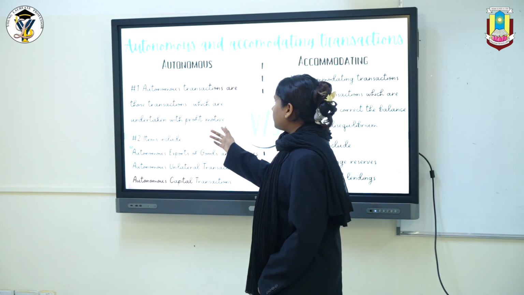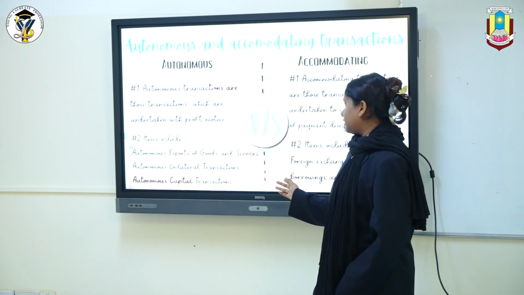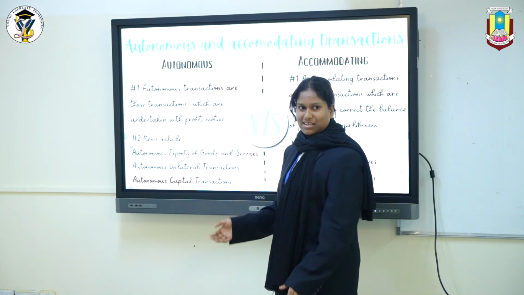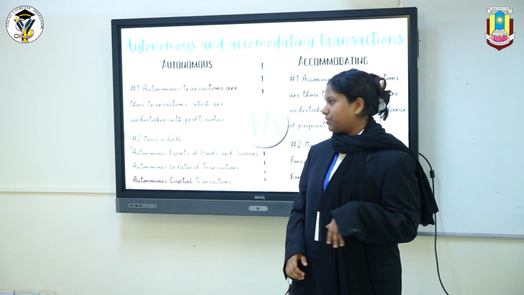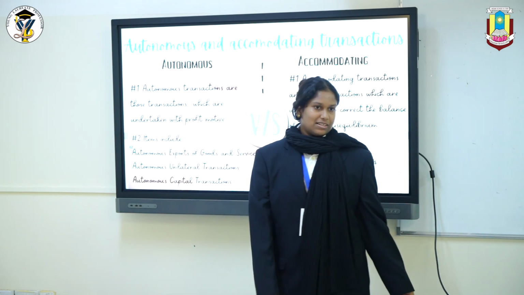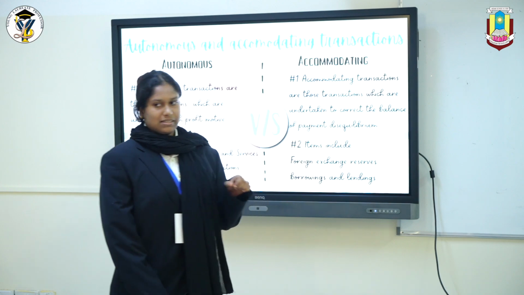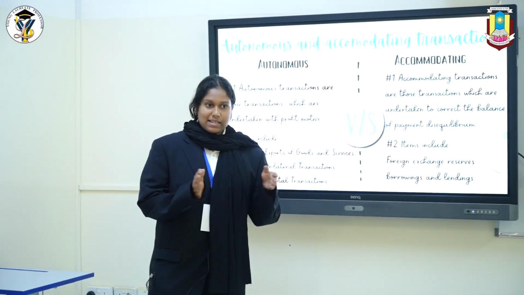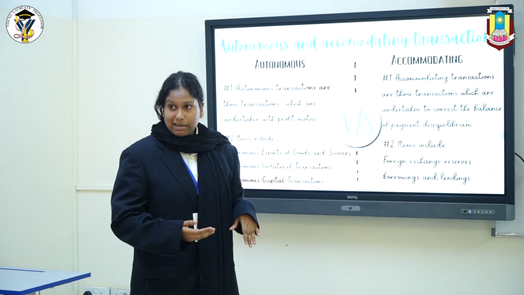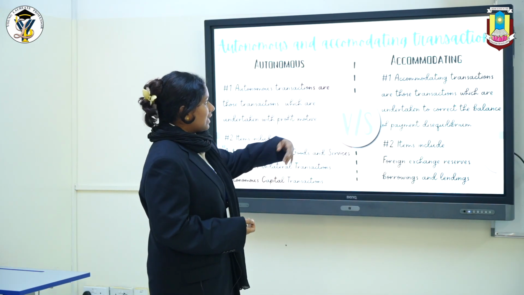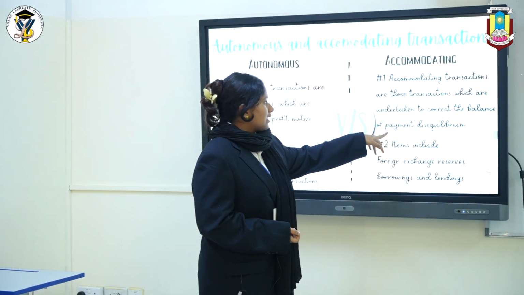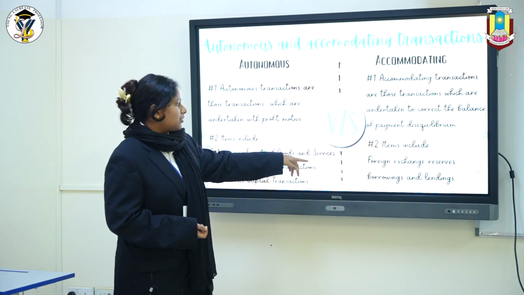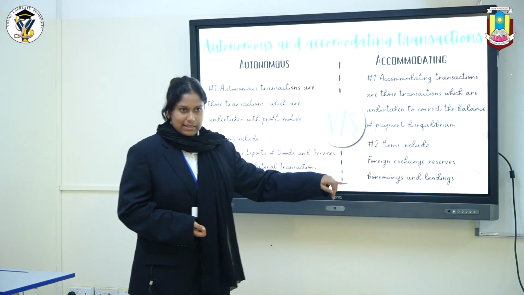Now, autonomous items include exports of goods and services, autonomous unilateral transactions, and autonomous capital transactions. It is basically the same as the items in the BOP, just add the word autonomous in front. And as for accommodating transactions, I told you that autonomous items cause an imbalance in the BOP. So, to correct this unbalanced BOP, we take accommodating transactions. These are undertaken to correct the balance of payment disequilibrium. The items of this include foreign exchange reserves, borrowings, and lendings.